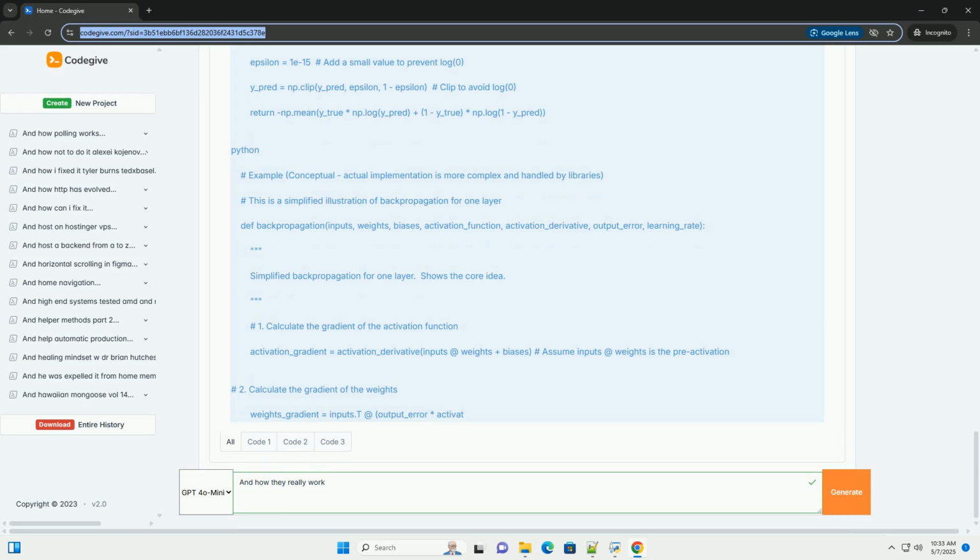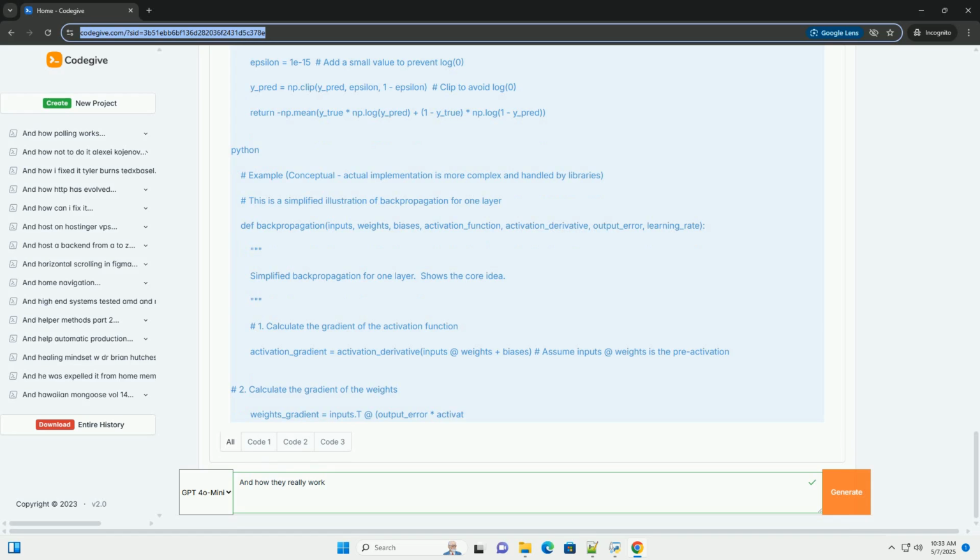Overfitting and underfitting. Overfitting: the network learns the training data too well and performs poorly on unseen data. Use regularization techniques to prevent overfitting. Underfitting: the network is not complex enough to learn the underlying patterns in the data. Increase the complexity of the network or train for longer.